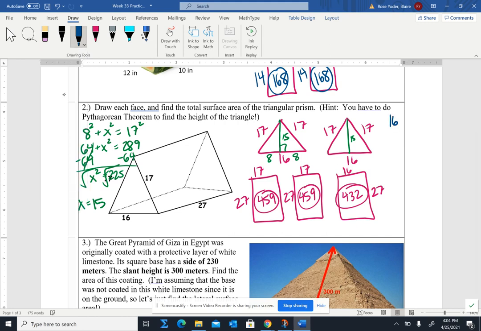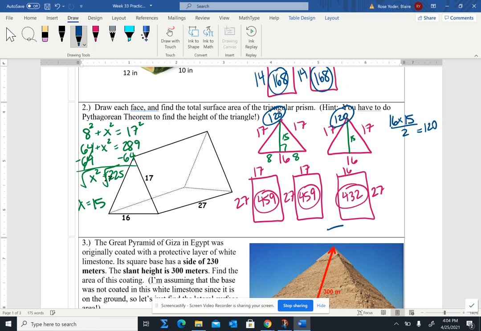Don't forget to divide by 2. Base times height divided by 2. I could imagine maybe some of you not dividing by 2 because there's 2 of them, but just be careful about keeping track of what you're doing. So these triangles are 120 and 120.